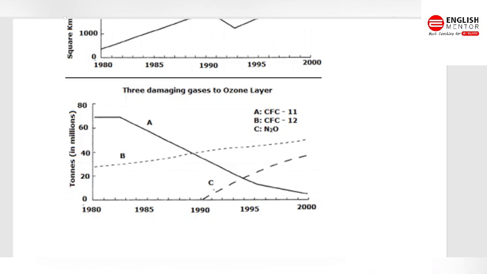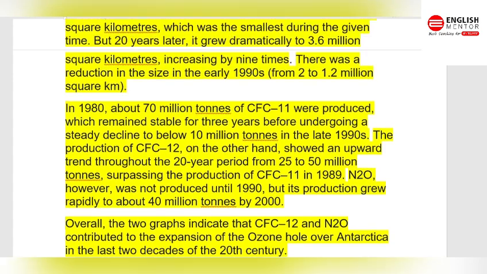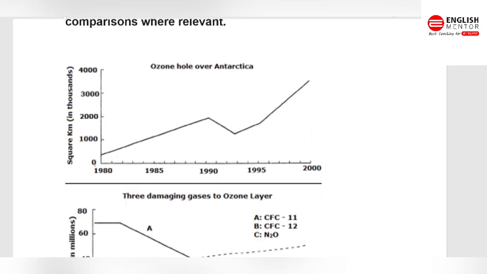So now we will see how we can write the overall. So guys, overall the two graphs indicate that CFC-12 and N2O contributed to the expansion of the ozone hole over Antarctica in the last 2 decades of the 20th century. So this means both graphs indicate that CFC-12 and N2O contributed to the expansion of the ozone layer hole in the last 2 decades. You can see how CFC-12 and N2O are affecting it.